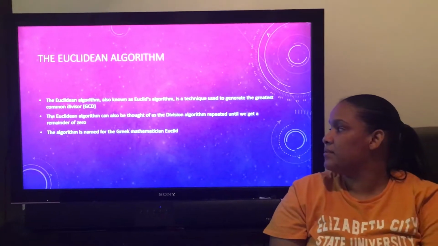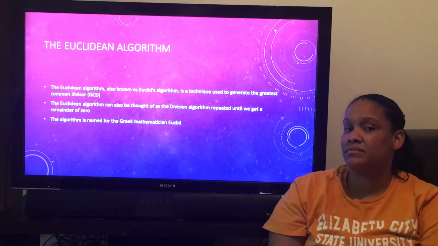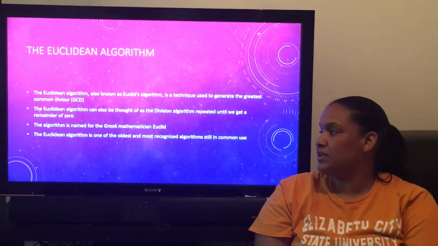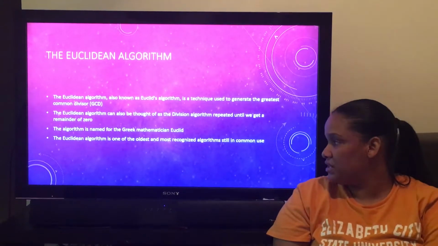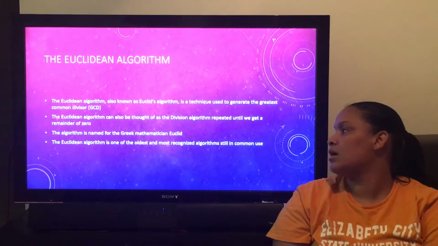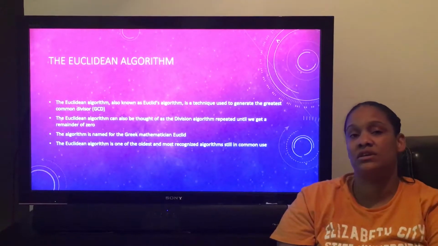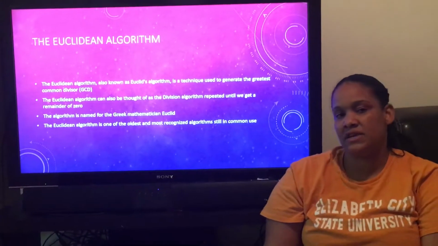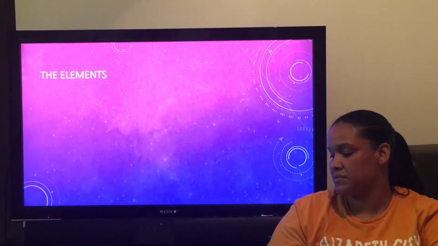The algorithm is named for the Greek mathematician Euclid. The Euclidean algorithm is one of the oldest and most recognized algorithms that is still in common use today, meaning we still use it in different types of mathematics in different areas.